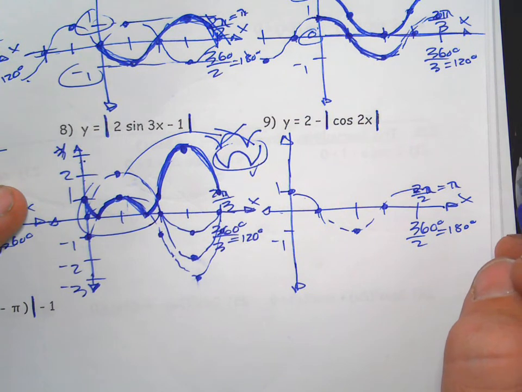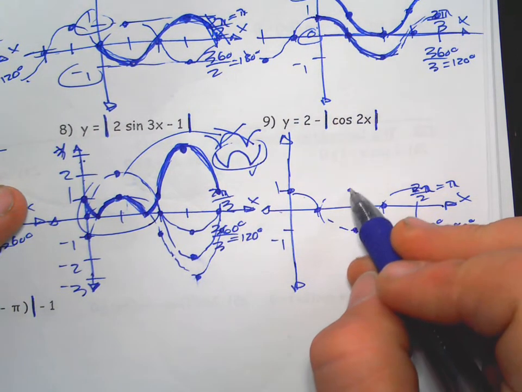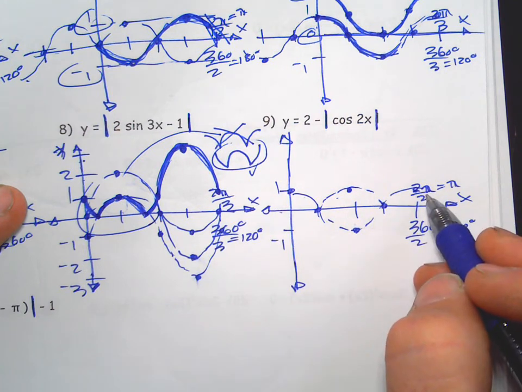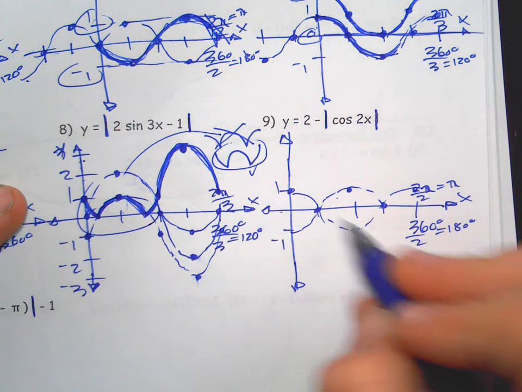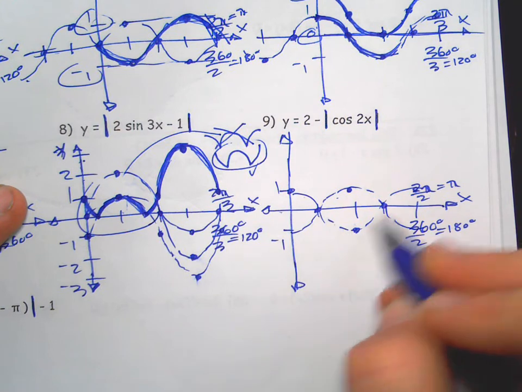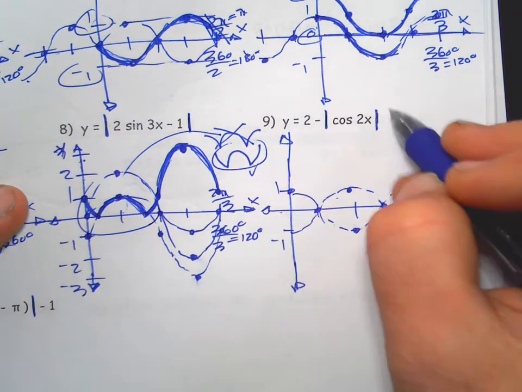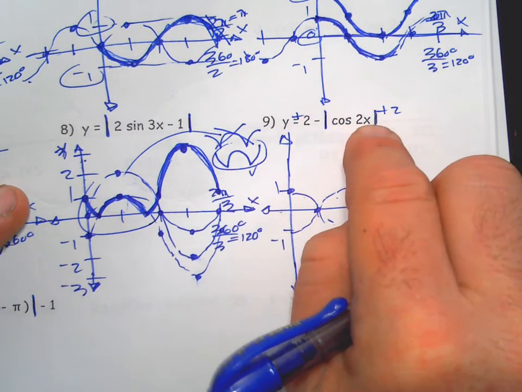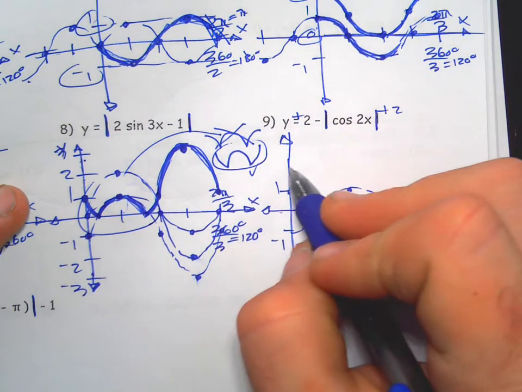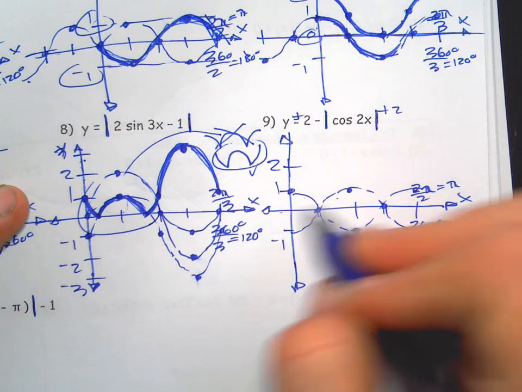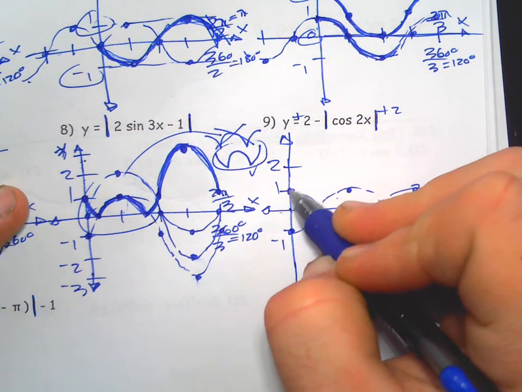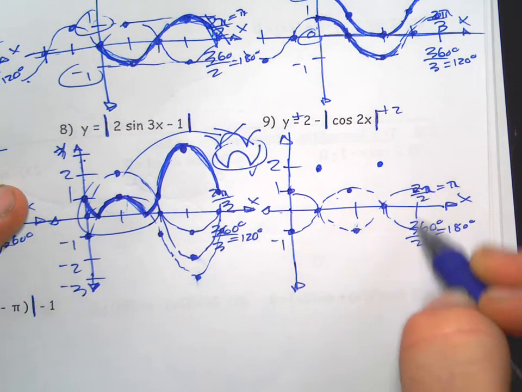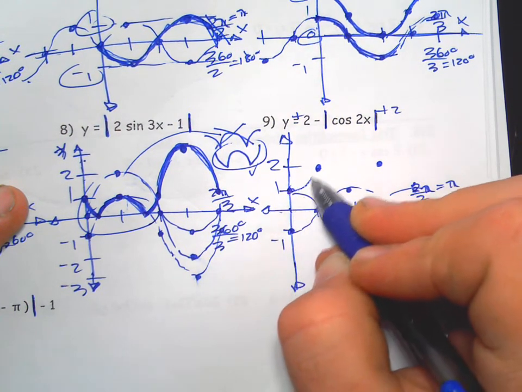The absolute value forces this negative part to get flipped up. So I want that dot. So now it's like this. And then the negative flips everything upside down. So now it's like this. And then the 2 is like a plus 2. That's a positive 2, not minus 2. The negative is being applied to this, multiplying it. The 2 moves everything up 2. So it's this part of the graph down here, which gets moved up to here. And this is what the graph looks like.